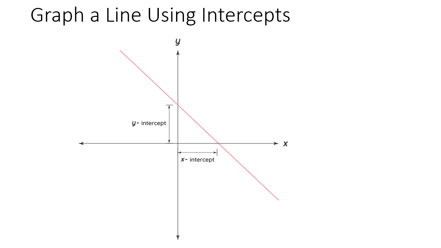In this video, we're going to look at graphing a line using its intercepts. So the first thing we want to do is talk about what we mean by intercepts. Let's take a look at this graph. Here we have the graph of a line. Let's say this is a linear equation, all right?